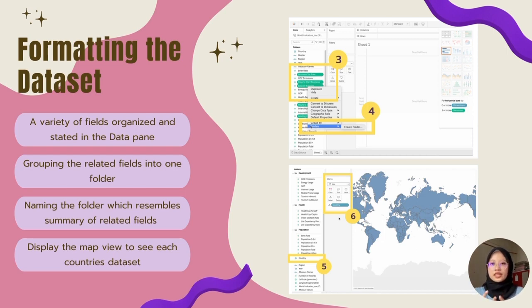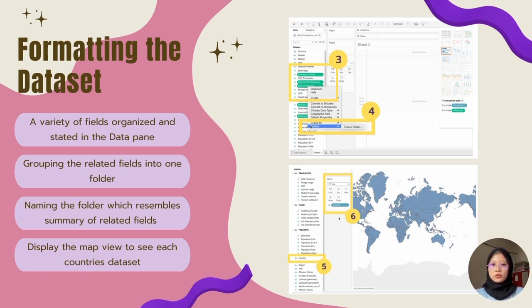Next, you might need to create 3 other folders, which are development, health, and population. You may see all these folders on the left side of the data pane in the picture in the slide.